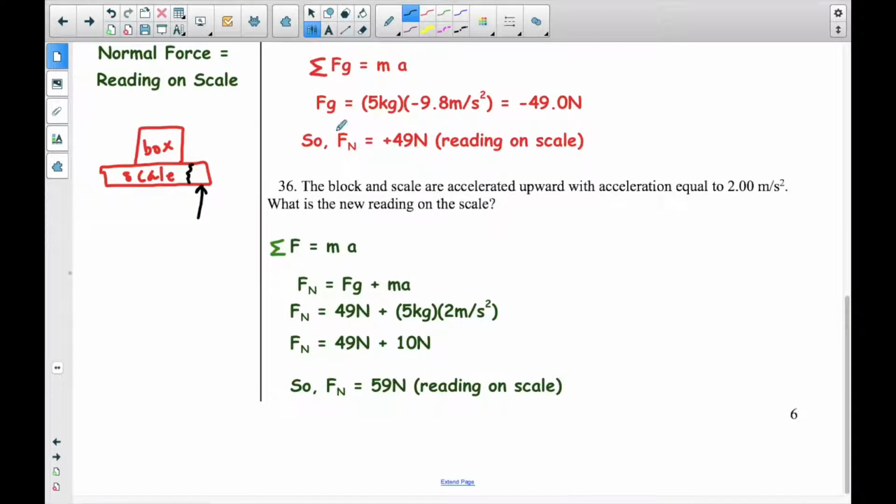Okay, let's think about this. So in this case, again, we're going to go back to the sum of the forces. This time it's not equal to 0 because we're moving. It's equal to mass times acceleration. The normal force is going to be going up.